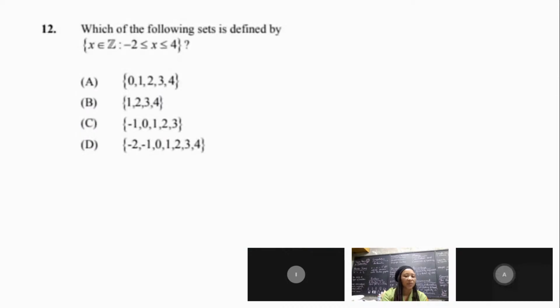All right, number 12. Which of the following sets is defined by X is an element of the set of integers? Z represents integers. X is greater than or equal to -2, but less than or equal to 4. So if it's greater than or equal to -2, it includes -2. And it's less than or equal to 4, it includes 4. So it's from -2 to 4. And that's D.